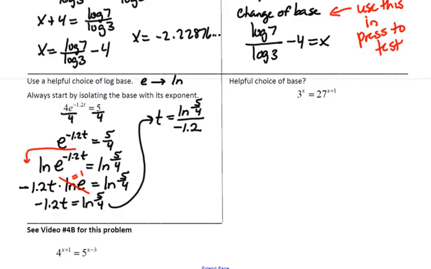So let's go ahead and put the decimal form of the answer here. T is equal to negative 0.1859, etc.